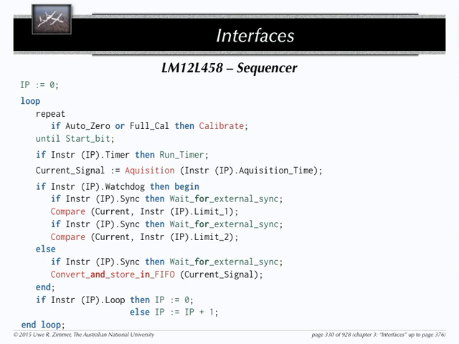And then you see two cases. Is this a watchdog operation? Then the only thing I'm doing is comparing it against the watchdog limits, and I'm done. Operation is complete. Otherwise, I'm potentially waiting for an external synchronization signal, and then I store it into my buffer, which is accessible from the outside. And then the actual sequencer part of it: either I reset it to 0 or I take the next instruction after that.